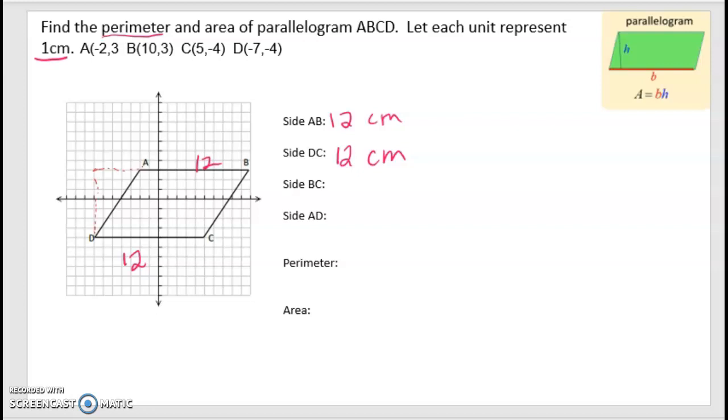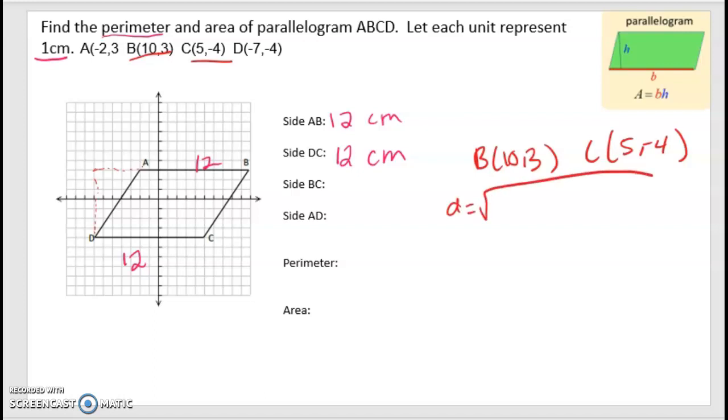But for me, because they gave us the points already, they gave us B, the point for BC, and they gave us the point for A and D, I'm going to go ahead and use the distance formula just because I think it's a little bit easier to plug in. So for me, finding the points of BC, B is (10, 3) and C is (5, -4). So I'm going to plug that into the distance formula: the square root of (x2 minus x1) squared plus (y2 minus y1) squared.